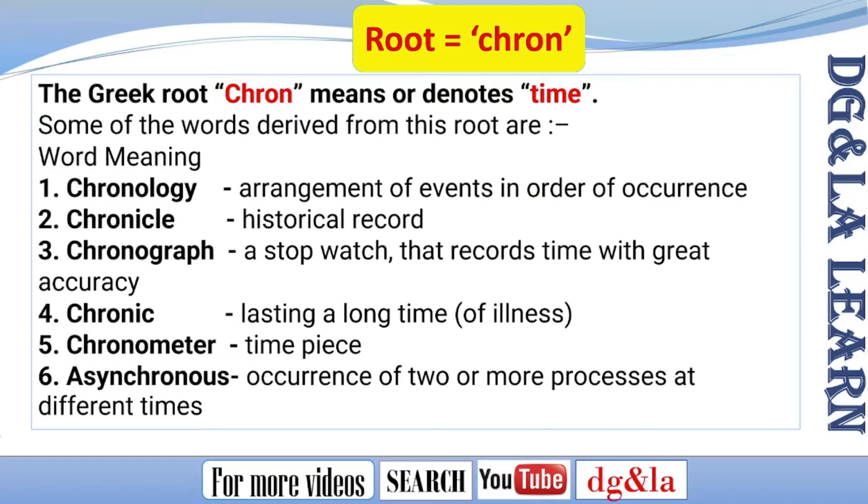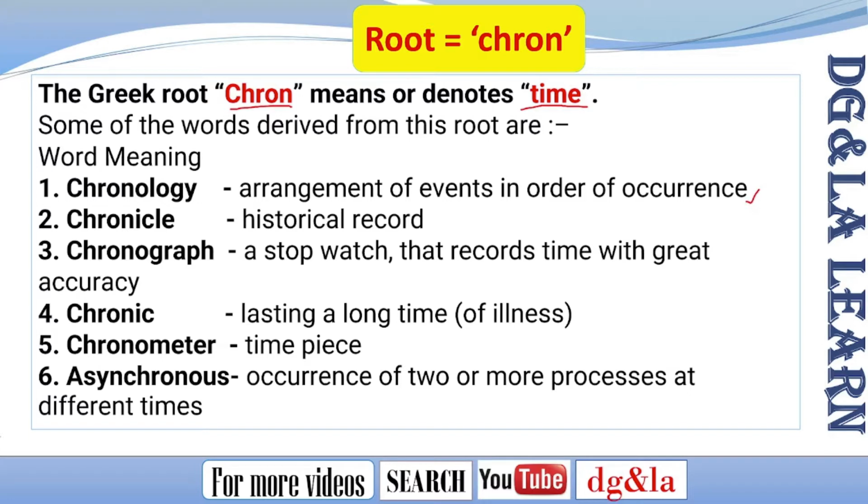The next root is chron. Chron means or denotes time. So whenever we want to denote something in terms of time, we use the Greek root chron. Some of the words derived from this Greek root are chronology. Chronology is the arrangement of events in order of occurrence, which means the order of the occurrence of events in terms of the time series. So we call it chronology.